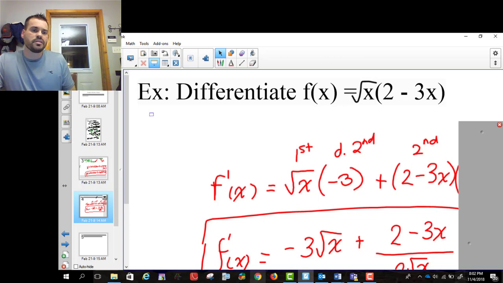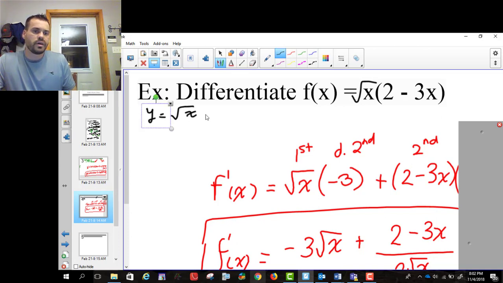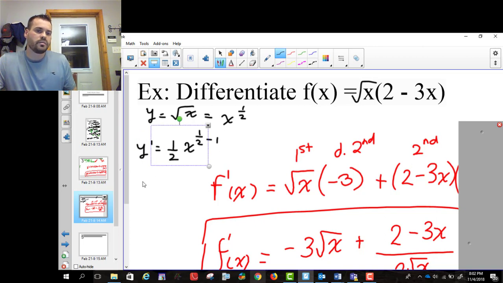And that is something that shows up a lot, the square root of x. So I'm just going to go through it over here to show you that root x is really x to the 1/2. So y prime becomes 1/2, bring the power down, and then x to the 1/2 minus 1. Okay, so that's 1/2 of x to the negative 1/2.